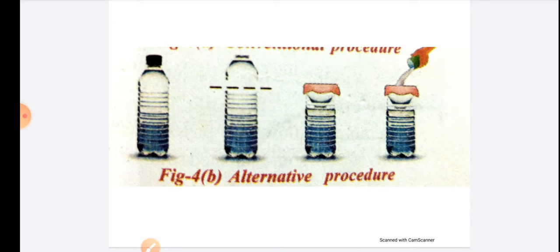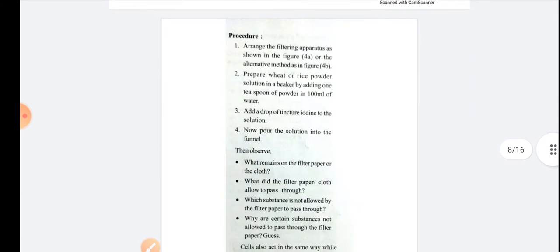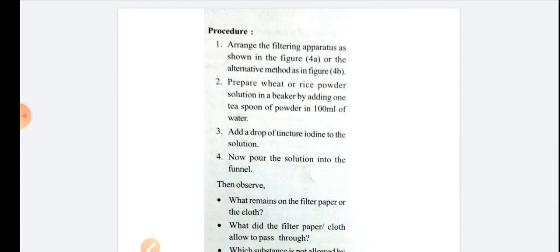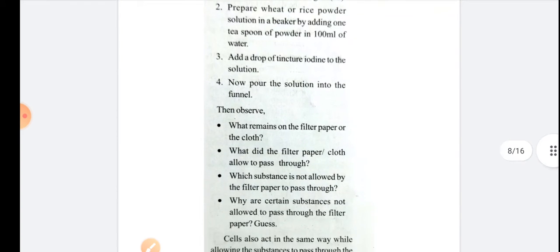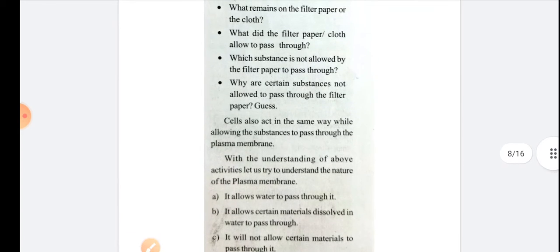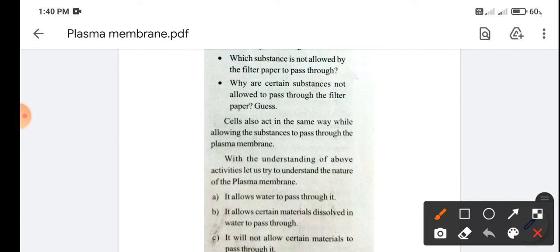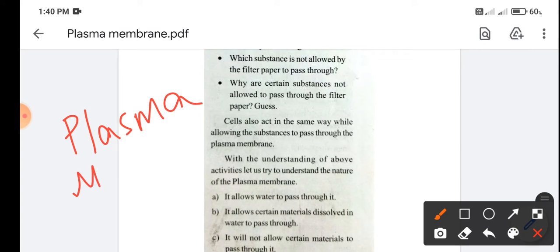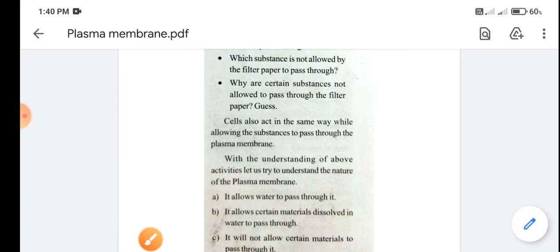Now prepare a solution of 100 ml water mixed with 1 spoon flour. We can take any kind of flour. Now add tincture iodine to it and pour the solution in the funnel. Here the filter paper or cloth does not allow the flour paste but allows the water. Cells act in the same way, mostly through the plasma membrane. That is called permeability.